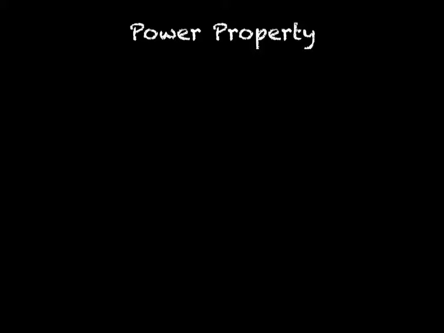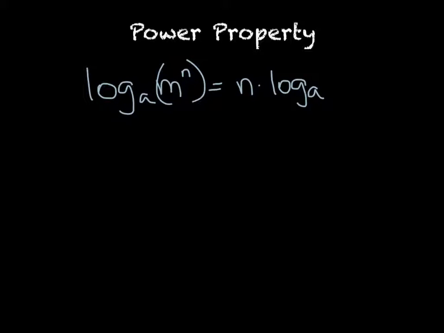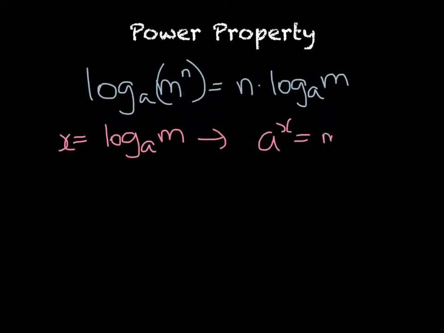Okay, so the power property that I was mentioning earlier says that the log base a of m to the power of n is equal to n times the log base a of m. Let's make sense of this by using our properties of exponents again. Let's just let x equal the log base a of m. So from this, we can write this in exponential form as a to the power of x equals m.